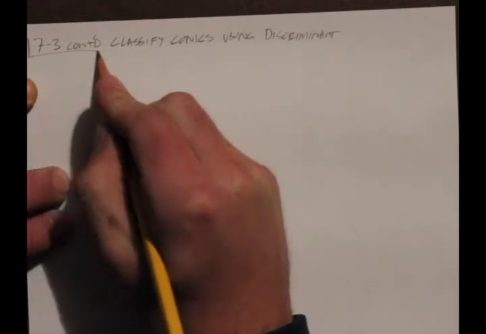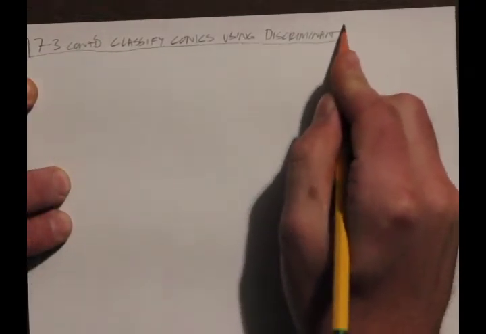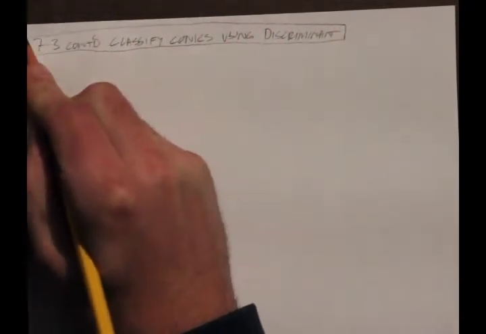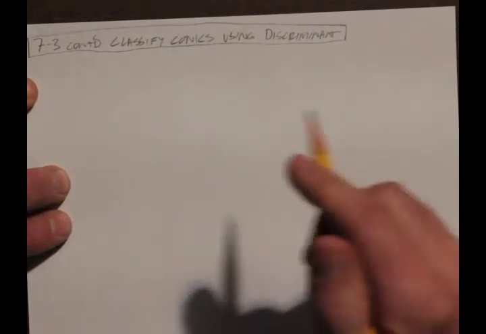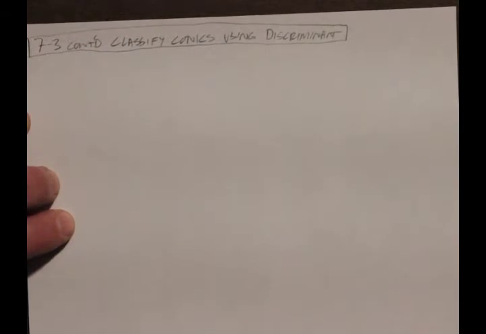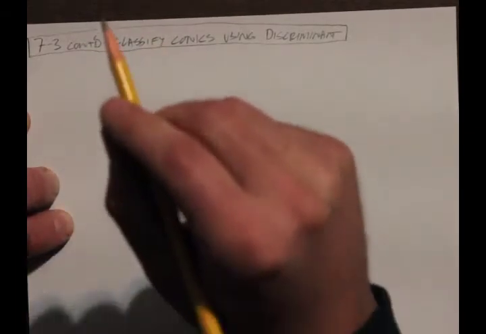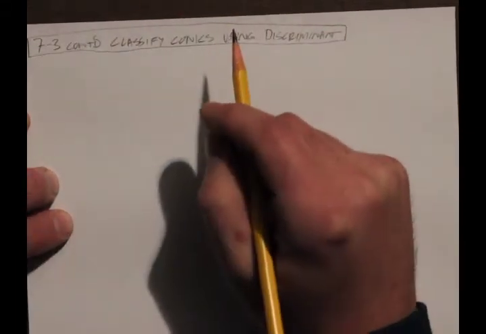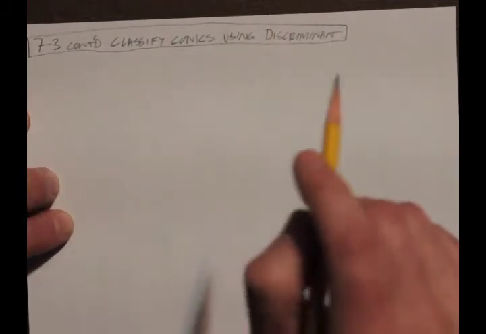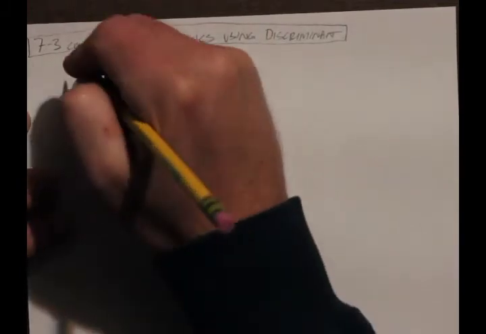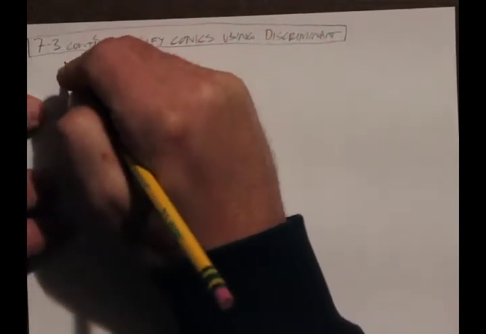Now you might remember using the discriminant when we were doing quadratics. That's the part in the quadratic formula that is underneath the square root sign, right underneath the radical. This is going to look a little bit different, but very, very similar still.